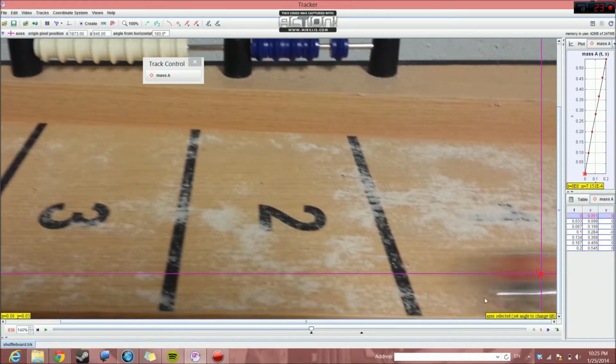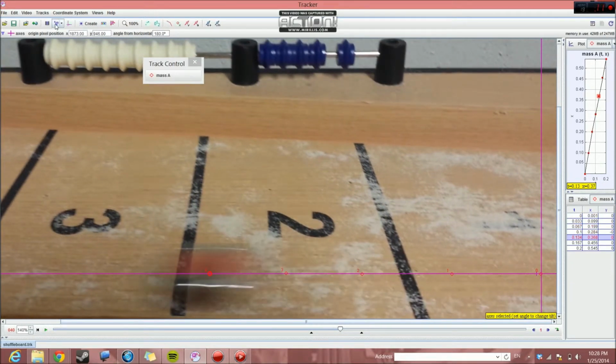Here is the video placed into the Tracker software. The disk has been placed at the origin to zero all measurements, and the disk will move along the x-axis. The coordinate axes have been oriented so the disk will be moving in the positive x direction. Using Tracker, the length of the video has been shortened so that only the frames where the disk is seen in motion will be used.